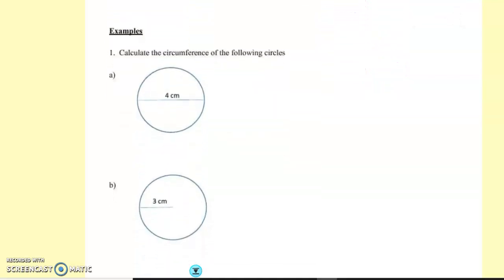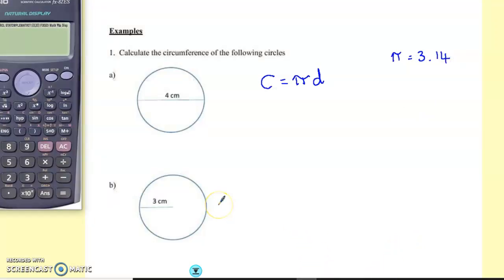We're going to find the circumference of these two circles. The first thing we write down is always going to be our formula. So the formula for the circumference of a circle is C equals pi d. Now pi, I'm sure you'll have seen before, is a Greek letter and it's a constant and it just means 3.14. So you can use 3.14 or you can use the pi button on your calculator.